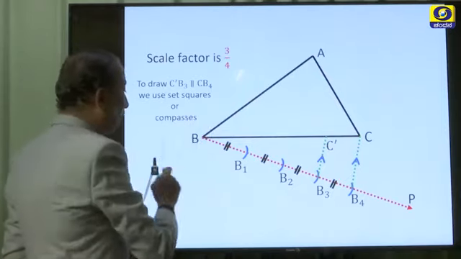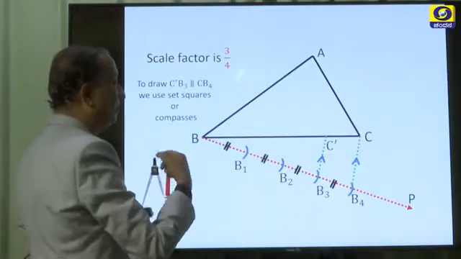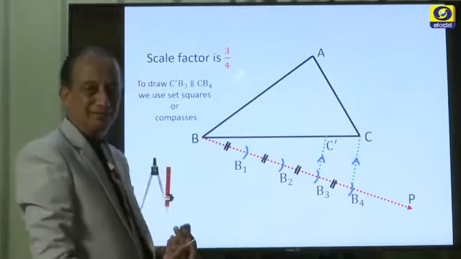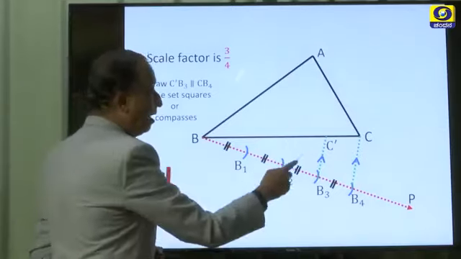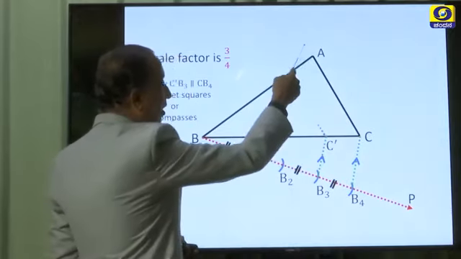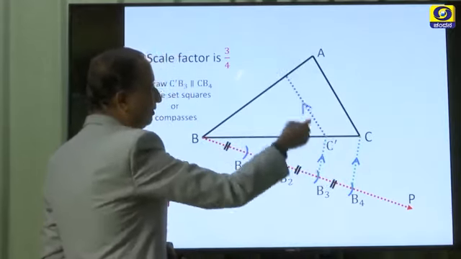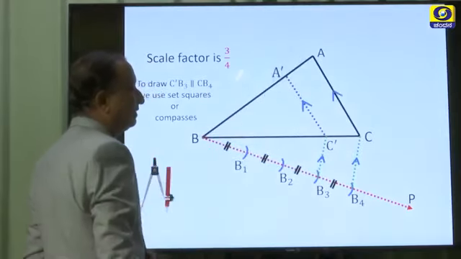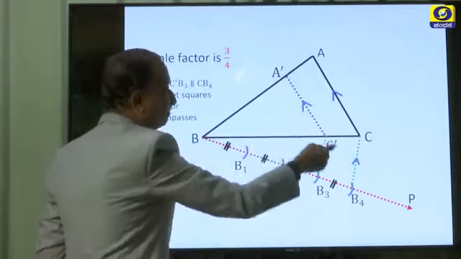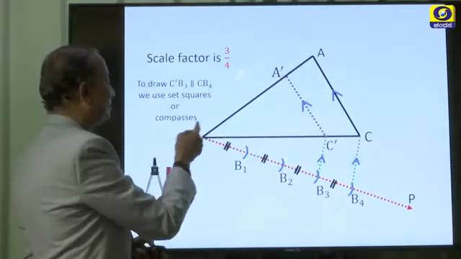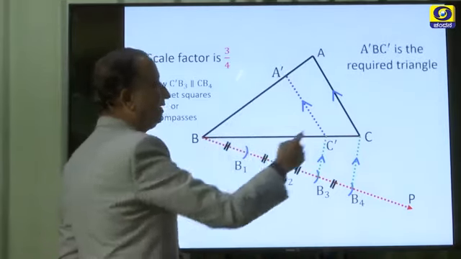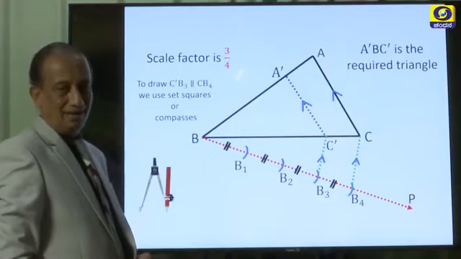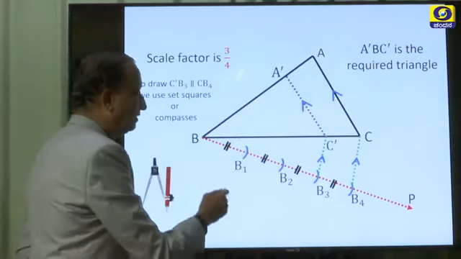This we won't tell you anything about in the question paper. It is just a matter of your convenience; you can use set squares or even compasses. The last stage: through this point C dash, draw a line parallel to AC once again and call it A dash. So, A dash C dash is parallel to AC, again using set square or compasses. Now, children, A dash B C dash is our required triangle. So, this is the construction when the scale factor is less than 1.